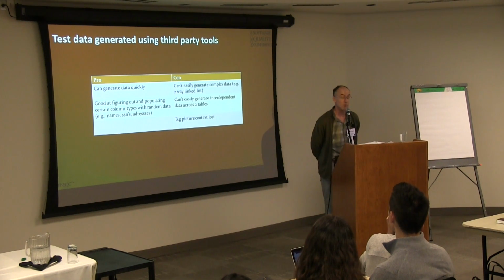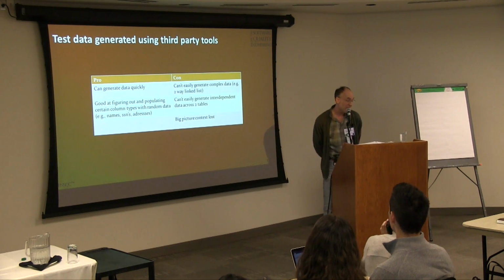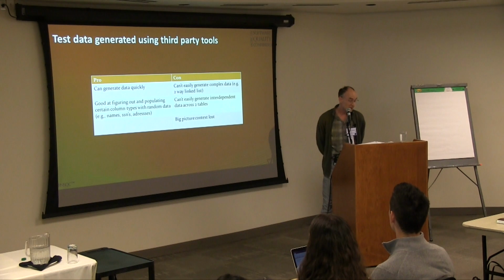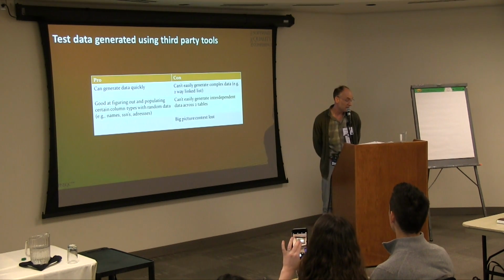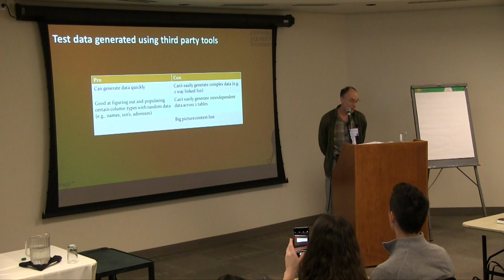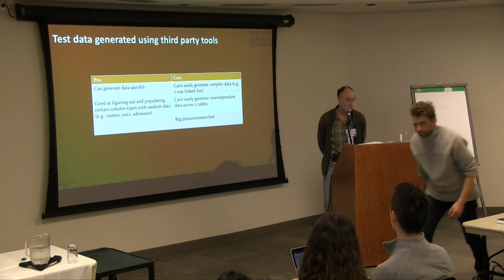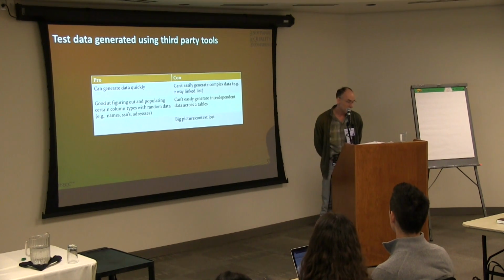We've also investigated the use of third-party data generation tools, some of which you may have heard, Redgate, DBForge, whatnot. They all kind of do the same thing, and they do some things very well, and some other things not so well. They're able to generate data very quickly, and good at figuring out and populating certain column types, such as names, social security numbers, addresses. Very smart about that. What they're not so great at is generating complex data where, for instance, we have a two-way linked list in a table. Only one of the tools could do that, and it didn't do it in a very graceful manner.